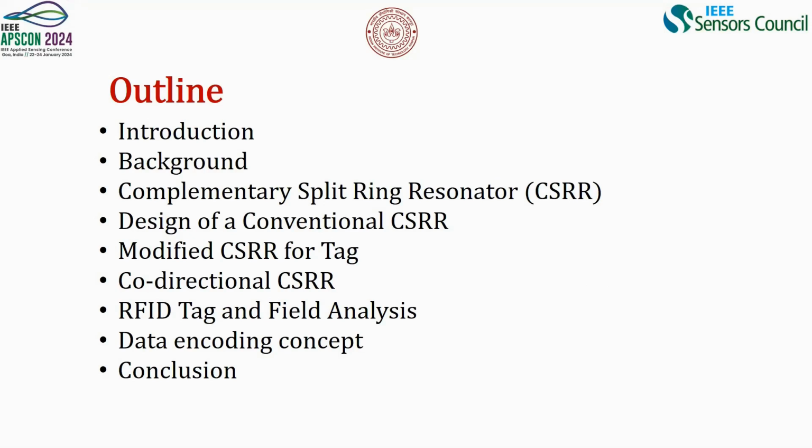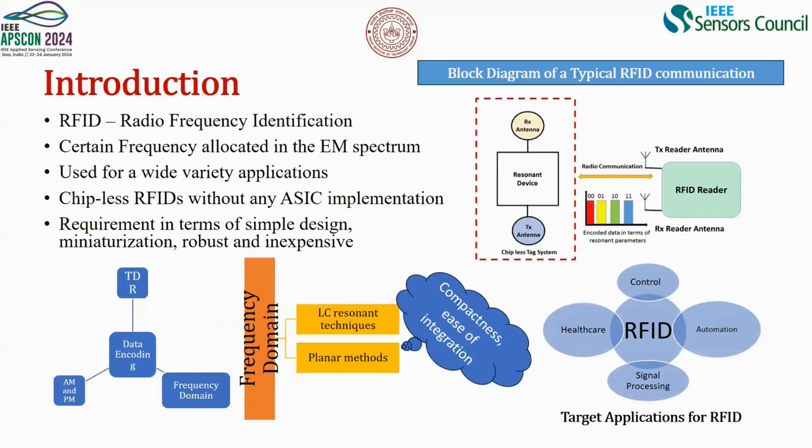the designing of CSRR, how we have modified it into our proposed structure, what is the difference between a conventional CSRR, a co-directional CSRR, then followed by RFID tag and field analysis, data encoding concept and conclusion. We won't be showing much of the sensing applications here because it has been widely shown in quite a few presentations. So we'll briefly and in depth go into the design concepts and analytical part.